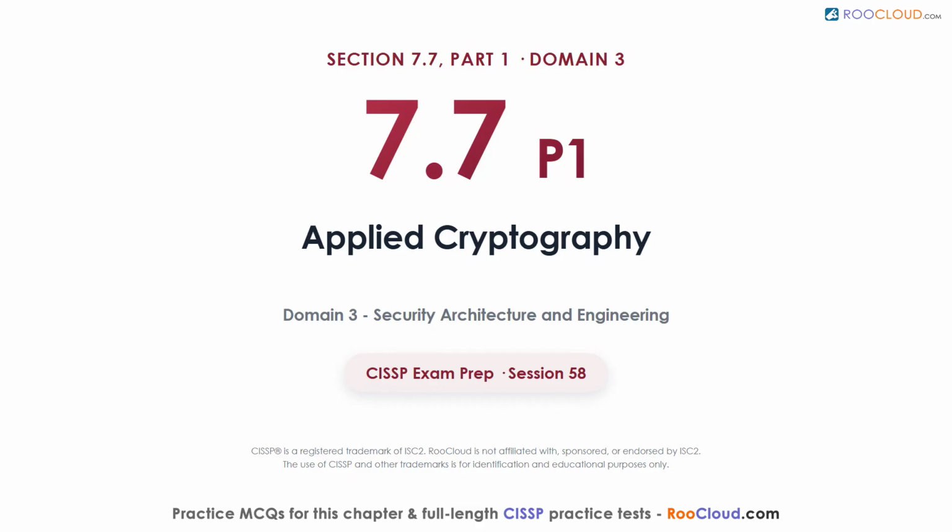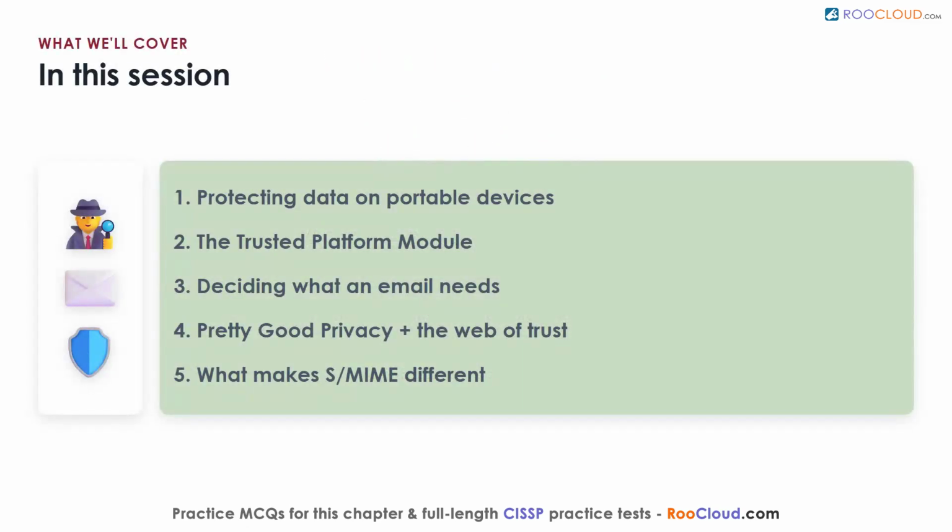This part turns theory into practice, applying cryptography to devices and email. In this session, we'll put cryptography to work. We'll answer several questions. How do you protect data sitting on portable devices? What does a trusted platform module add to that protection? How do you decide what security an email actually needs? How does pretty good privacy build trust between users? And what makes MIME different?